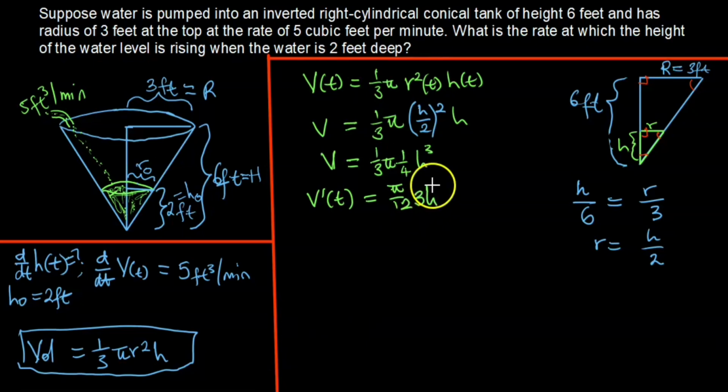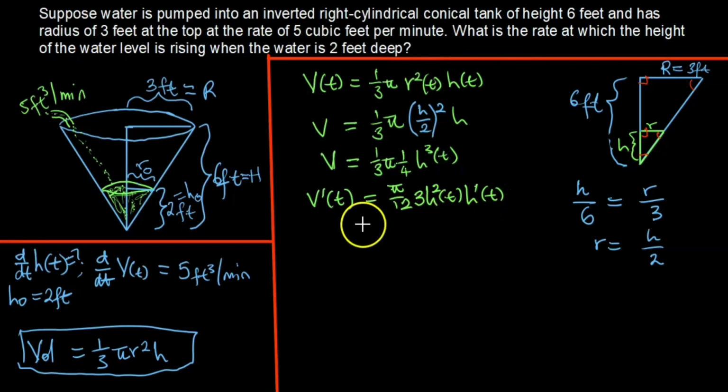Okay, but since h itself is a function of t, we multiply it by, so let me put the h of t here. We multiply it by the derivative of h of t with respect to t. That is the chain rule. Differentiate the outside function, multiply by the derivative of the inside. Good. So this is h of t. Okay, that's what we've done using the chain rule right there.